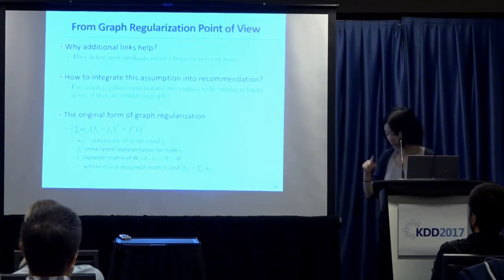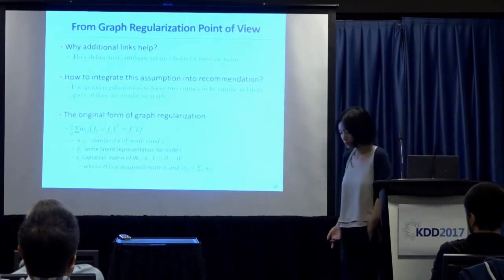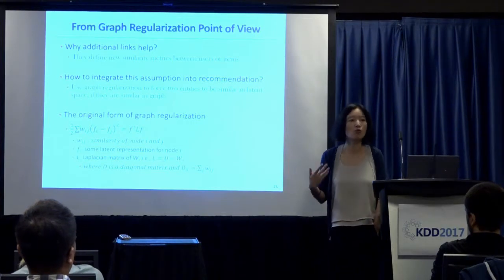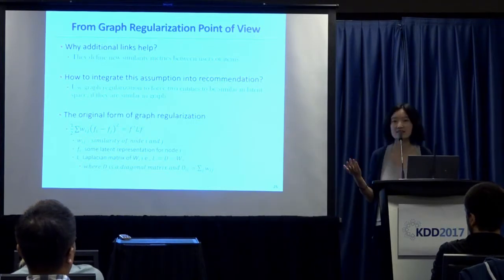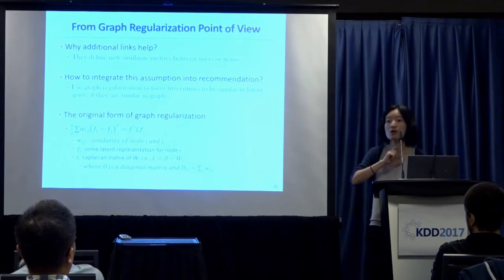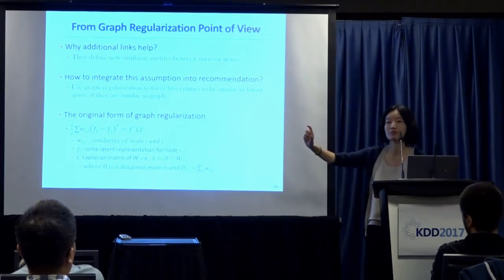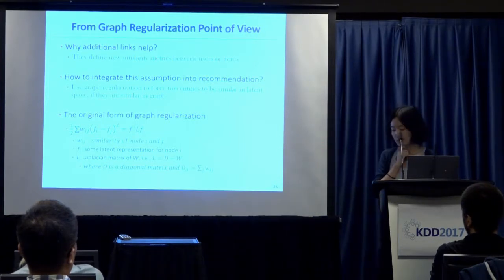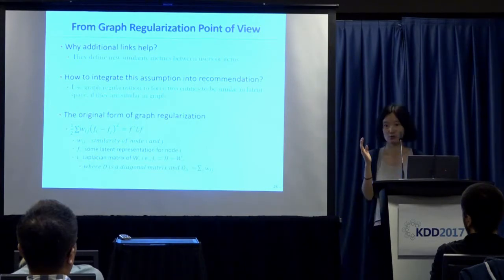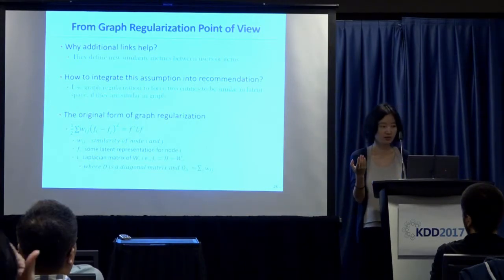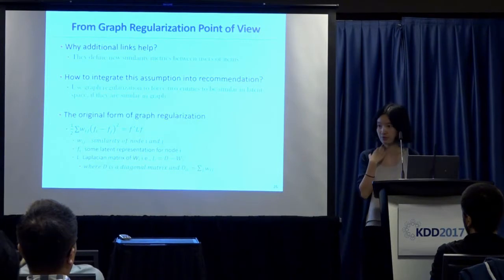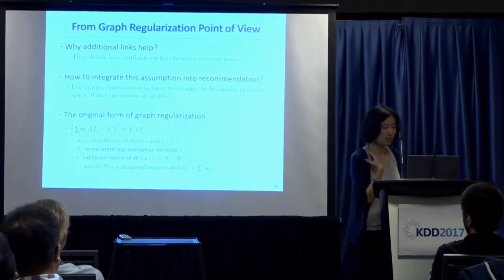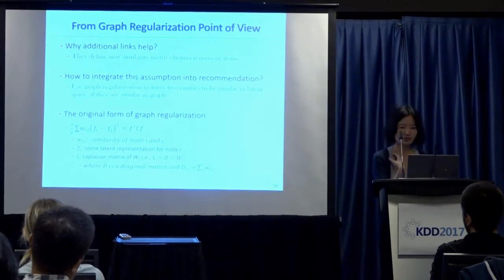So in the previous work, we have introduced one way to utilize the additional information, right? We just propagate the user item preference over different paths, over different meta paths. And I wanted to learn which meta path is most important or not. So actually there are other ways to try to utilize this link information, that is from a graph regularization point of view. Okay, so what is graph regularization?